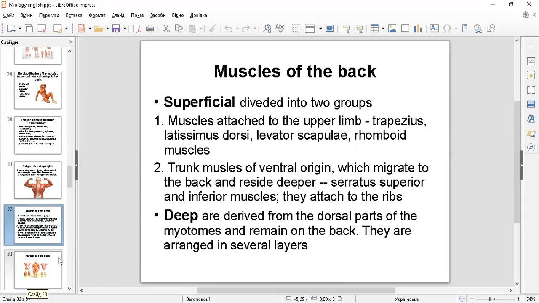And next, the big group are deep muscles. Deep muscles are derived from the dorsal parts of the myotomes and remain on the back. They are arranged in several layers.